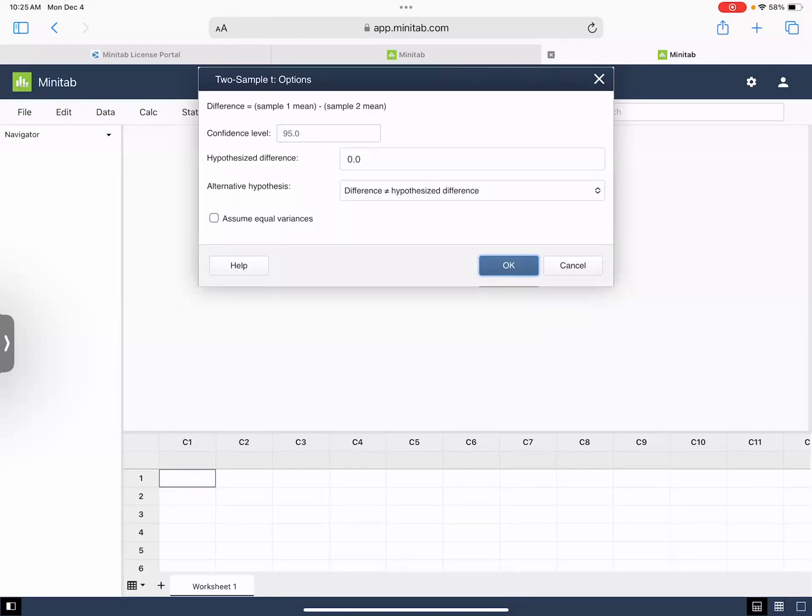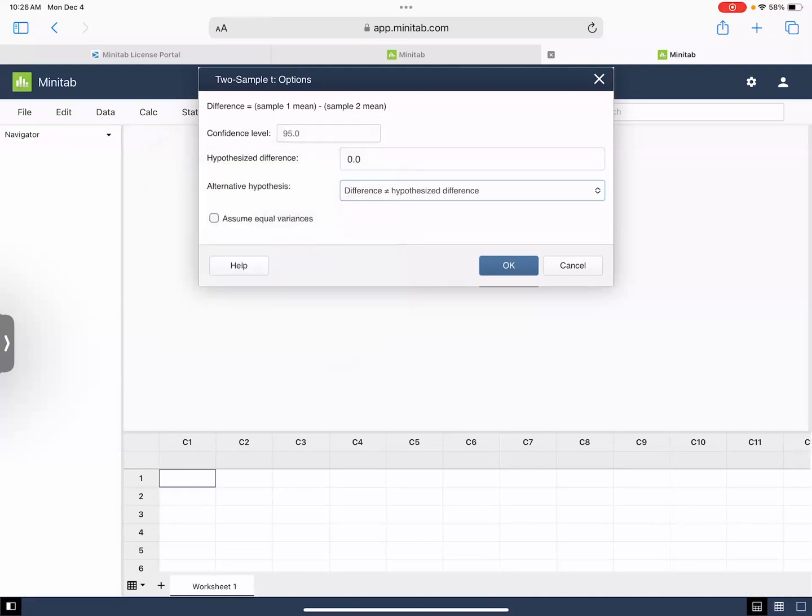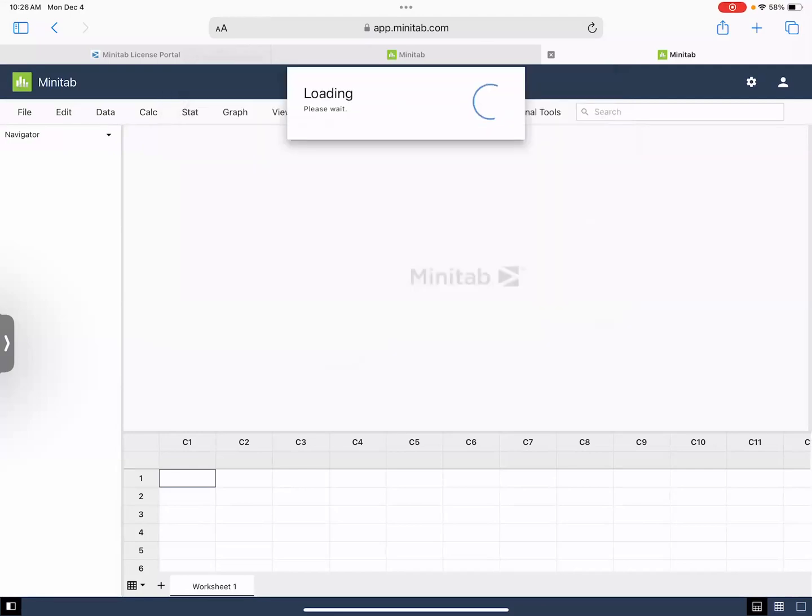The only other thing I'm going to change is the alternative hypothesis, okay? The drop-down menu has 3 different options: less than, not equal to, and greater than. It's very simple. If your alternate hypothesis says less than, choose less than, right? If it's not equal to, choose not equal to, which is what I'm going to choose. I'm going to hit OK, and OK again.